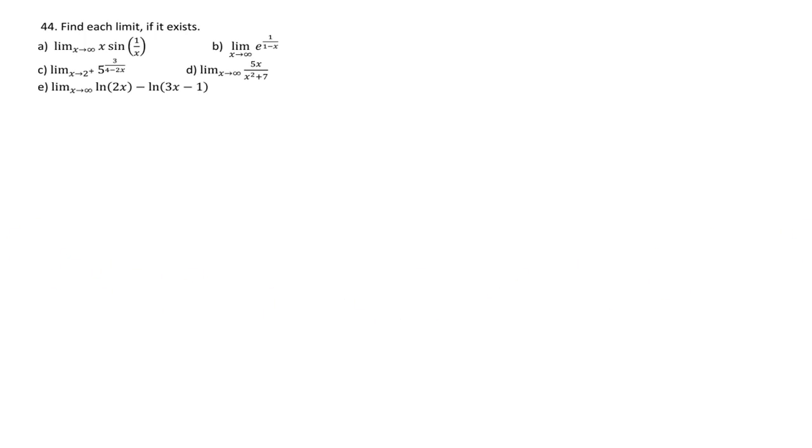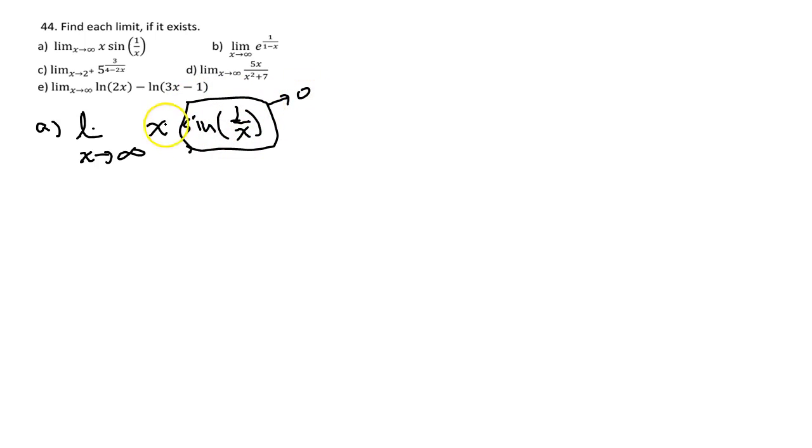Okay, find each limit if it exists. All right, A, the limit as x goes to infinity of x times sine of 1 over x. The thing is, if you naively plug in infinity, 1 over infinity is 0, so you get sine of 0. What is that? Sine of 0 is 0. So this part gets closer and closer to 0, very small. But at the same time, this one goes to infinity.